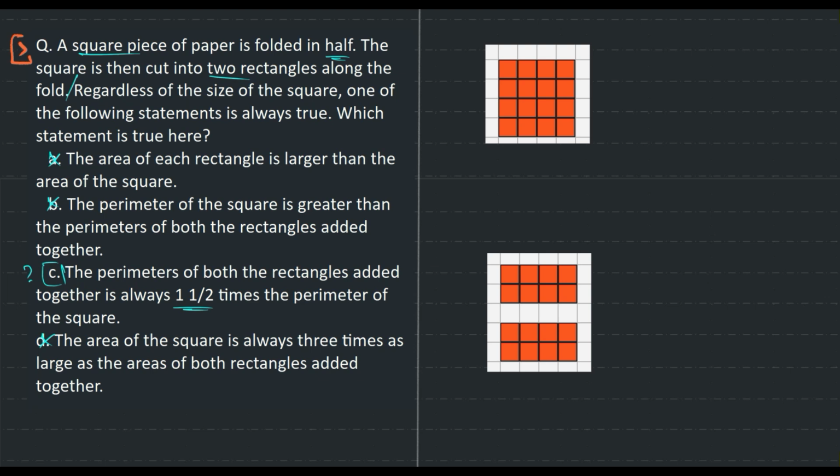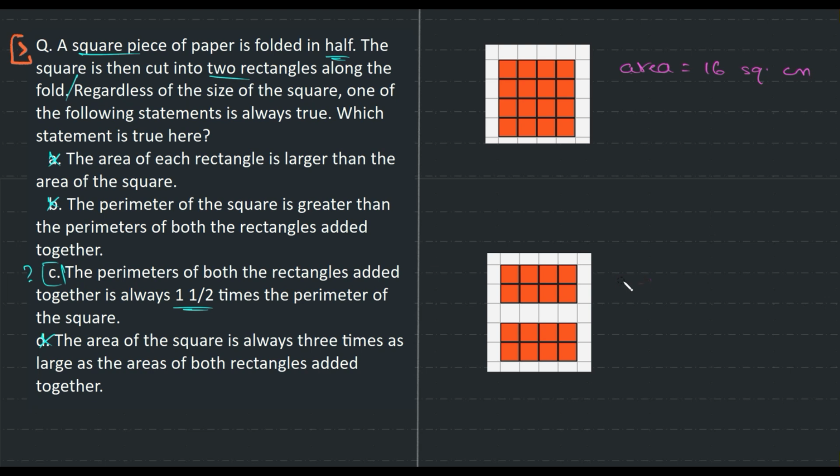Obviously, the area will remain the same. Whatever I do, the area will remain the same. So let's write the area over here just for the sake of discussion. Area is, there are 16 squares. So this is 16 square centimeter. Convenient to write over here.